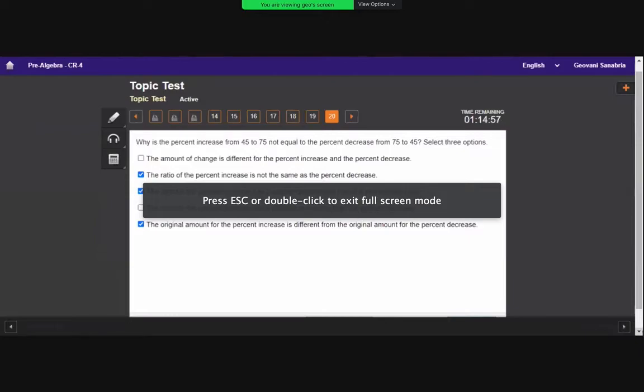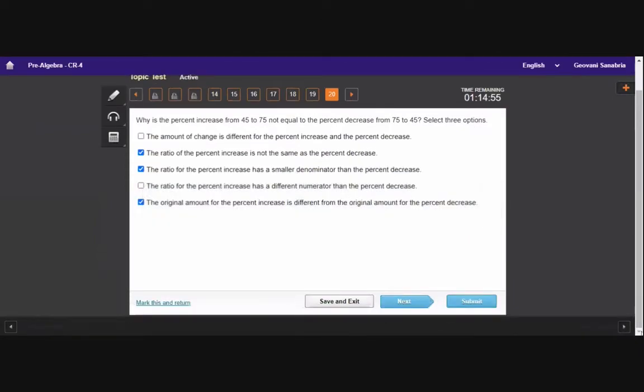All right, so this first one, the amount of change, okay, that's why that one was wrong. The amount of change was 30. So the amount of change was the same for both. It's just one was up and then one was down. So that one is incorrect. The ratio of percent increase is not the same as the percent decrease. So the ratio that they're talking about is the 30 over 45. That's for the percent increase, and then the 30 over 75 is the percent decrease. So the ratios are not the same, so that's true.